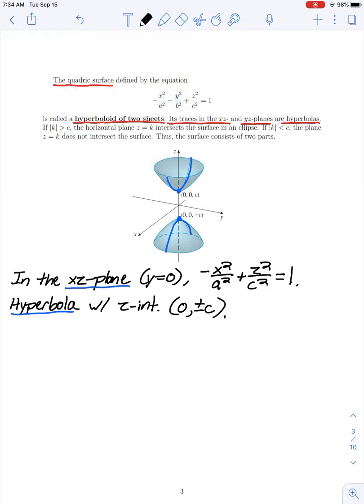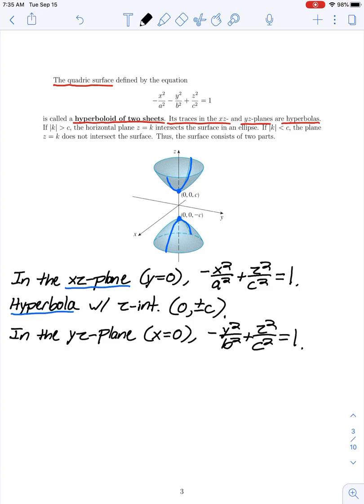Now in the yz plane, which would be the plane where x is equal to 0, our equation reduces to negative y squared over b squared plus z squared over c squared is equal to 1. So again, that defines a hyperbola in that plane whose z-intercepts are again plus or minus c, and where it does not have y-intercepts.